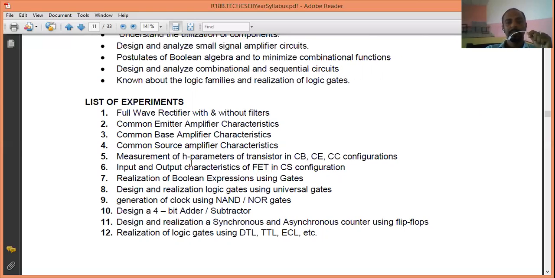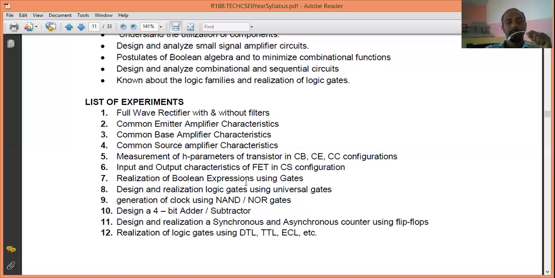Okay, what are the H parameters? They link the input and output. That is a simple way to describe an H parameter. Then you will also be studying the FET characteristics in a common source configuration. These are all the analog electronics related experiments. Next comes the digital electronics.